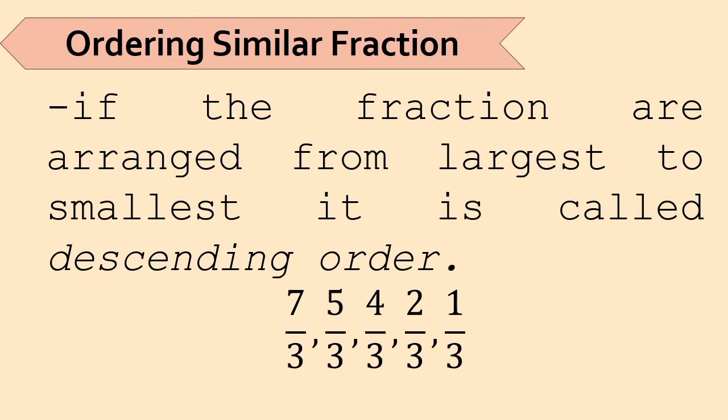If the fractions are arranged from largest to smallest, it is called descending order. For example, 7/3, 5/3, 4/3, 2/3, and 1/3.